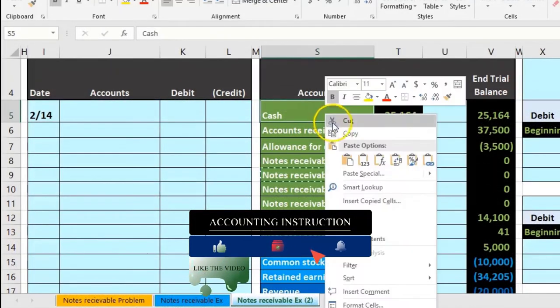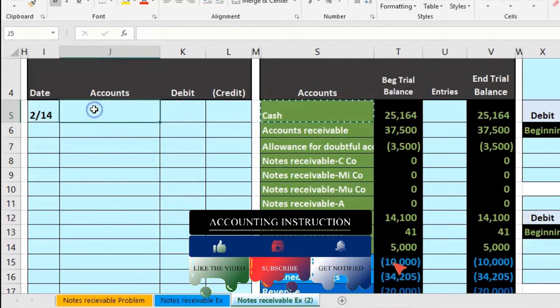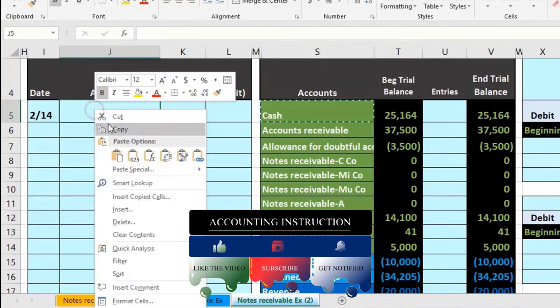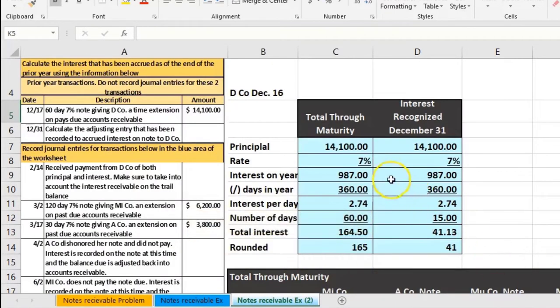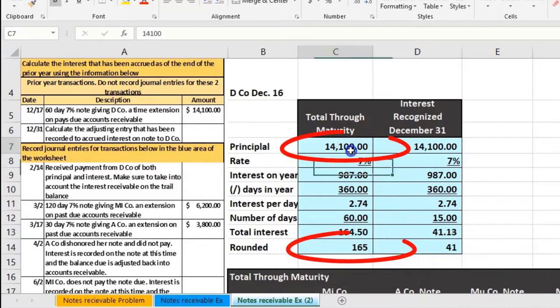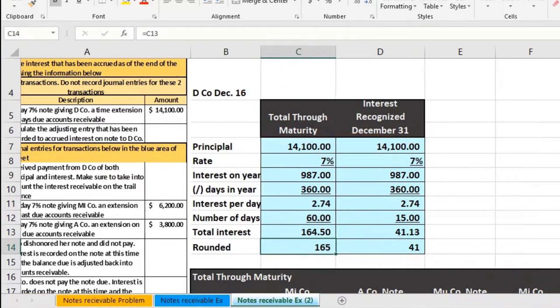So I'm gonna copy cash, right click and copy. Put that up in J5, right click and paste. 1, 2, 3. Now the amount's gonna be, if I scroll back over, the 14,100 plus the 165, the full amount of interest for the entire time period. We already earned this over here, we haven't received it, however. So the 14,100 plus the interest 165.